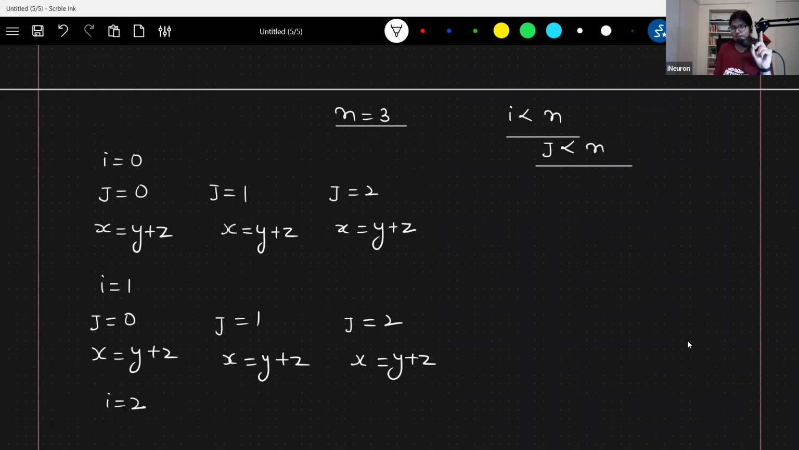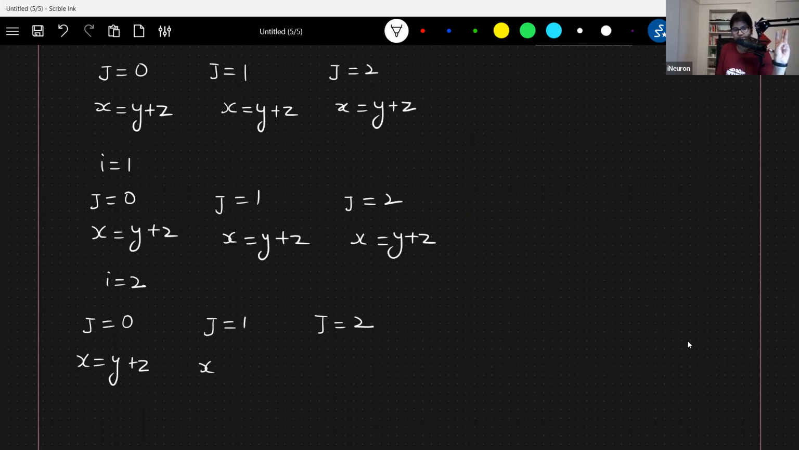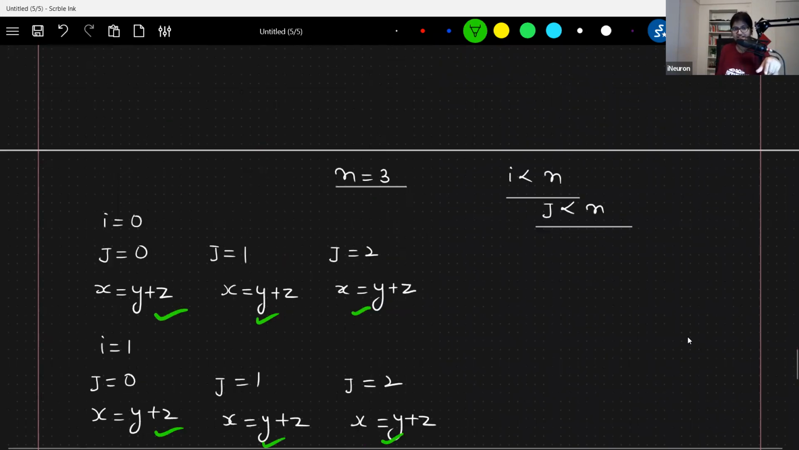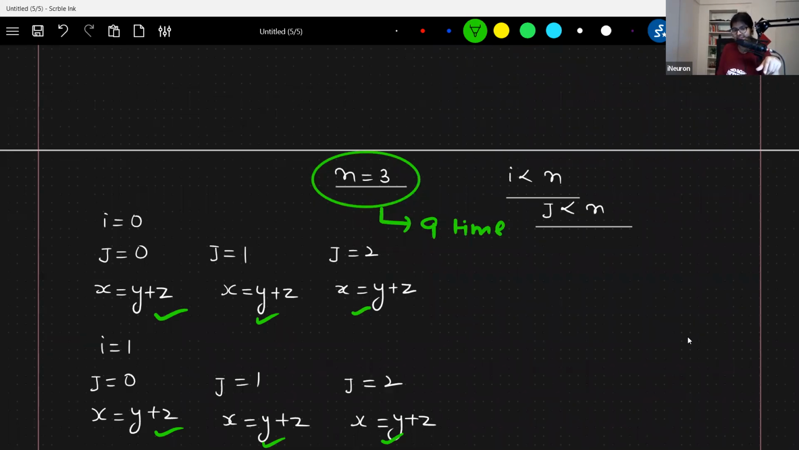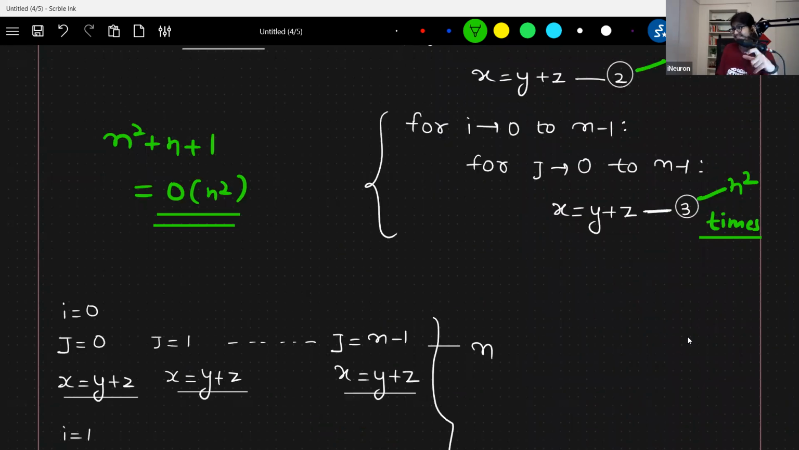So initially the value of i equal to 0, 0 less than 3, 1 less than 3, 2 also less than 3. So here again, the value of j will become 0, 1, and 2. Again, the statement x is equal to y plus z will get executed. Count how many times these statements are executing now. 1, 2, 3, 4, 5, 6, 7, 8, 9. So when the value of n is 3, the statements are executing 9 times. Can I say this is n square times? So if the value is n, it will be n square. This is how a nested for loop will work, the way I have shown you.